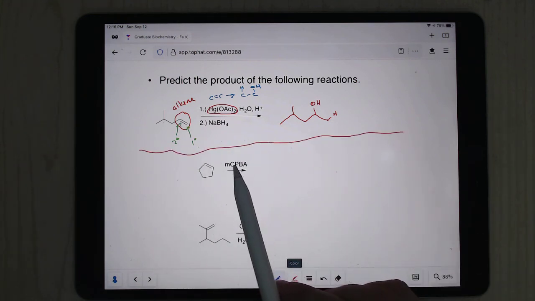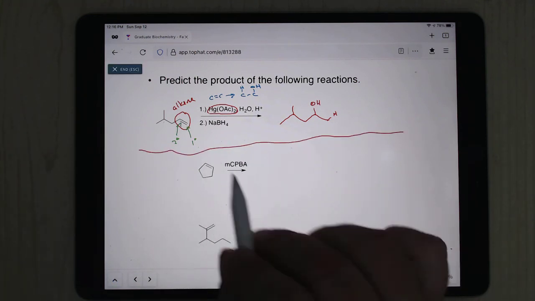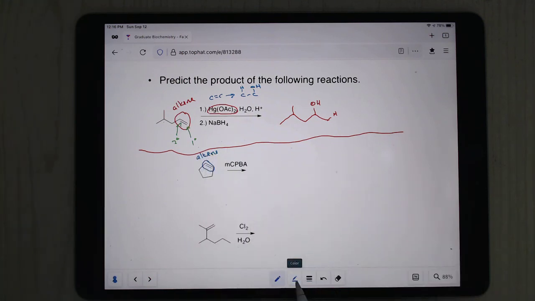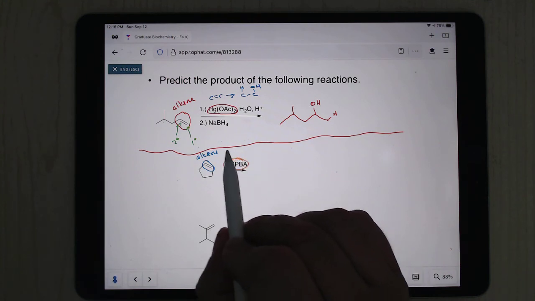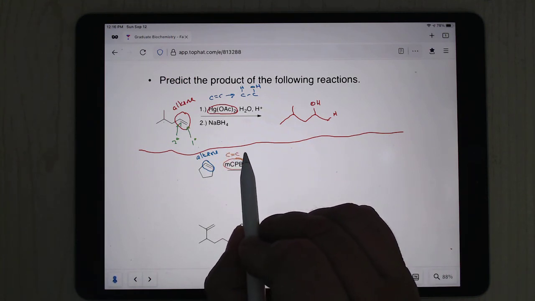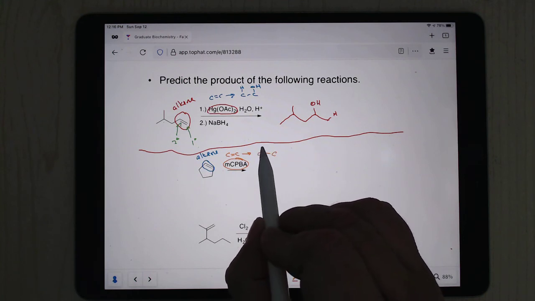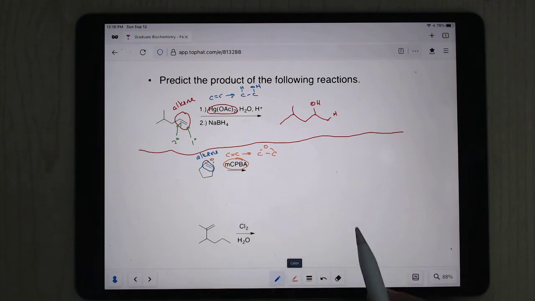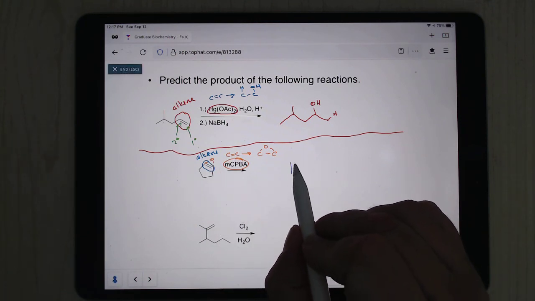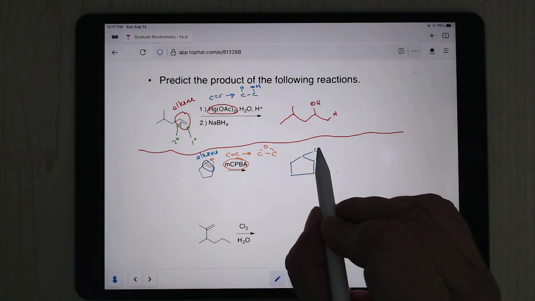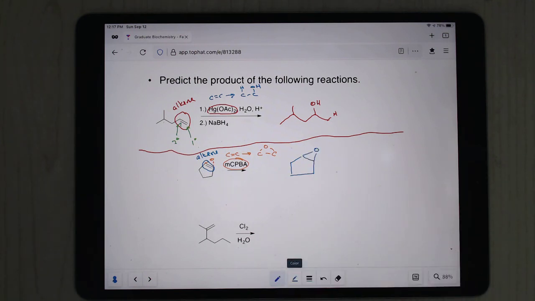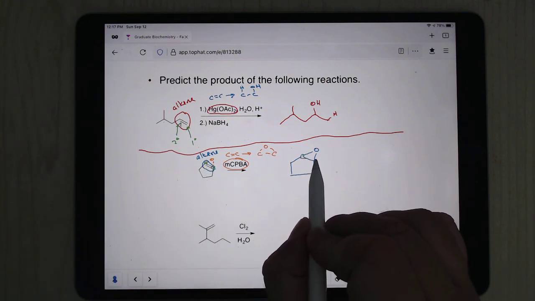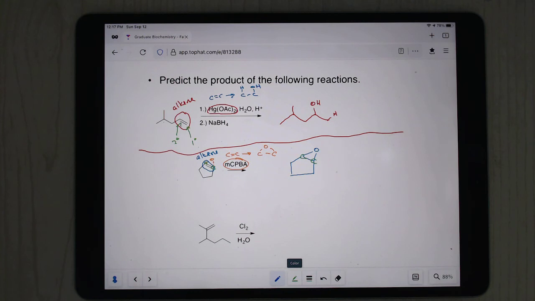Now for MCPBA, we have an alkene. For the MCPBA, what does that do? In here it forms the epoxide. So that's going to form it right here. So you're going to end up with this product. This is where the original alkene was, right here and right here. I'm going to put that bridging oxygen.